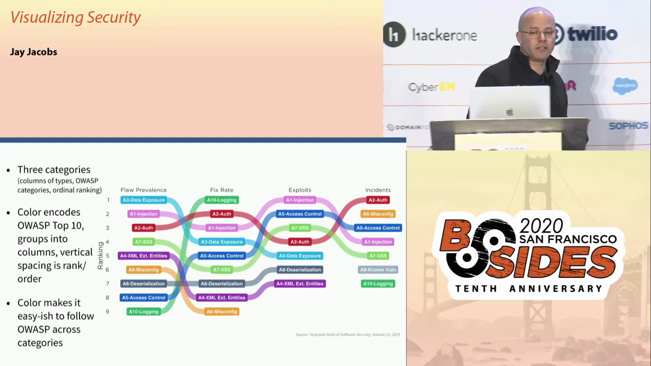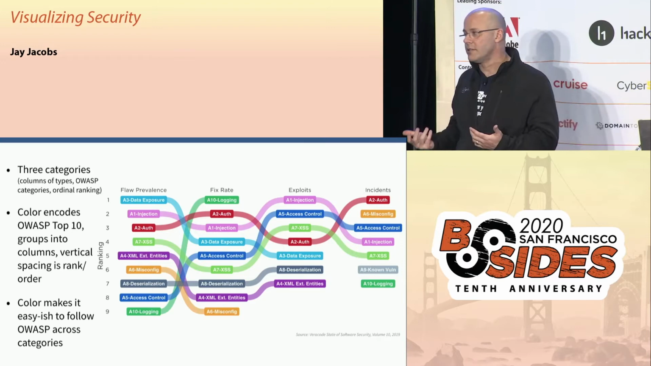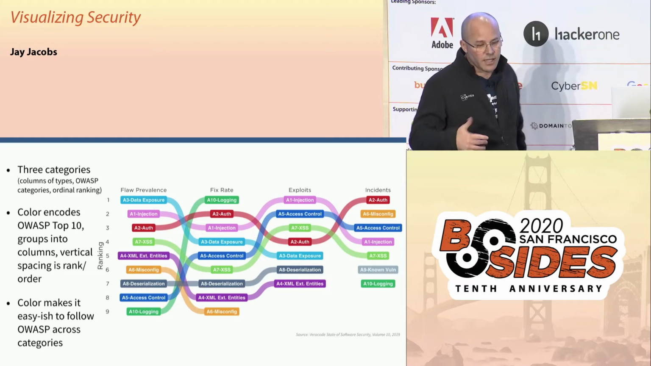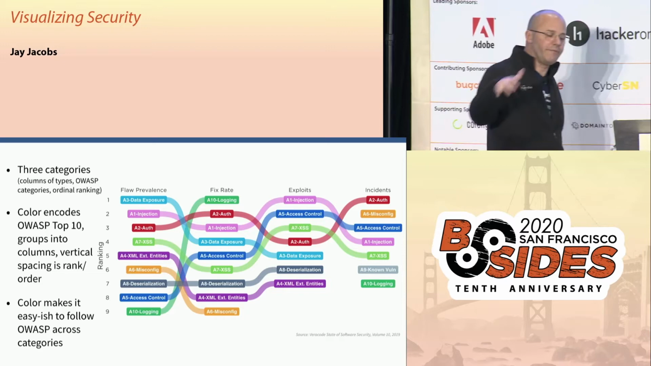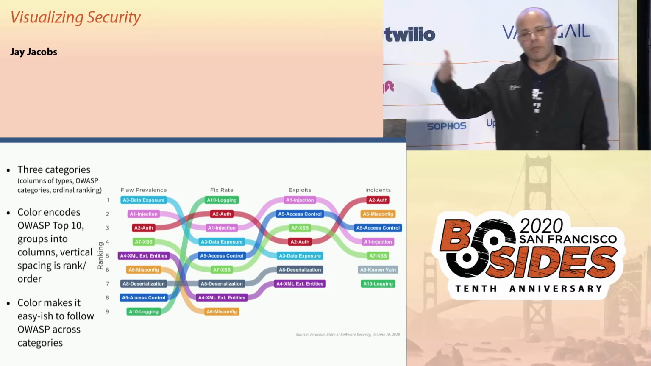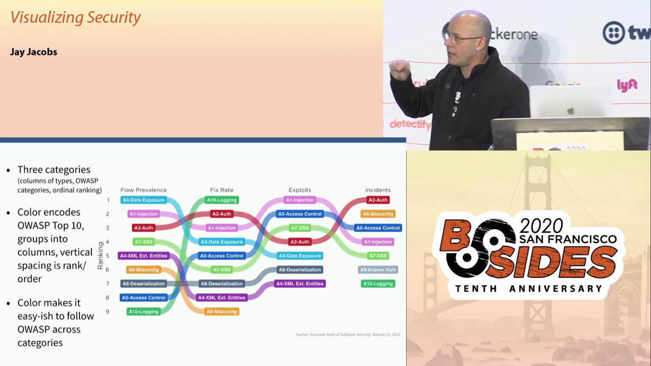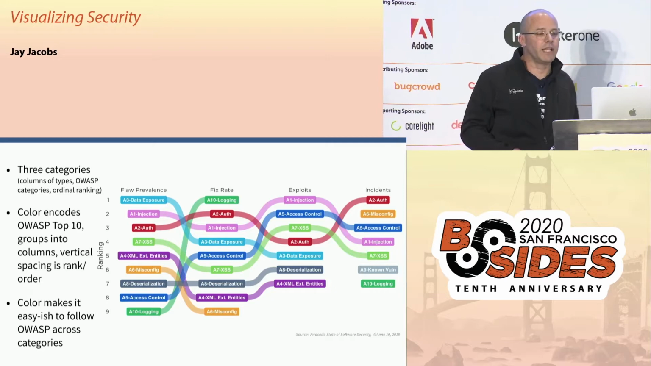And then the fourth column, F5 shared the types of incidents and the root causes that they found in the incidents that they were investigating. And then you see the incidents there. So you can see things like auth, top of the incidents, third in the flaw prevalence, second in the fix rate, lower in the exploits, but it's at the top of the incidents again. But you can just follow these. And so you've got a category that has an order, right? All of these four categories have a rank in the OWASP top 10, and the colors are encoding that rank. It's encoding the OWASP top 10, so you can track the rank across these different categories.